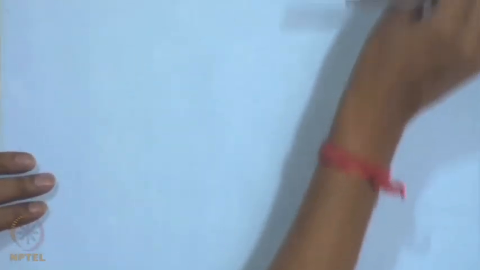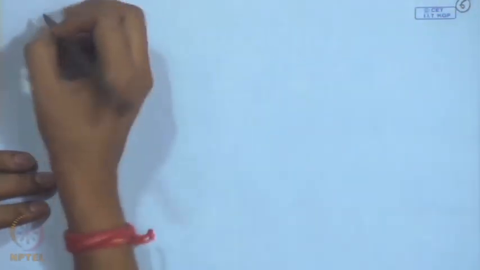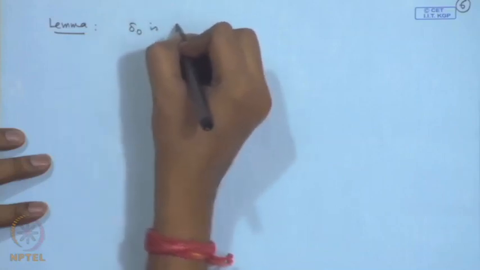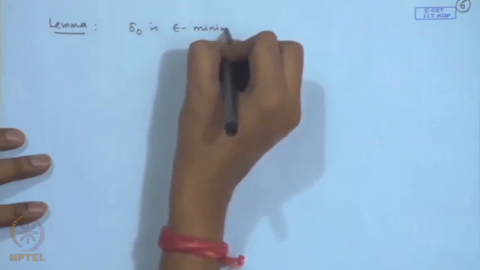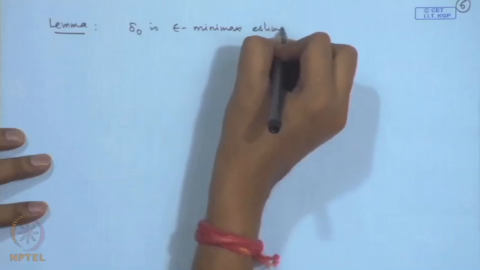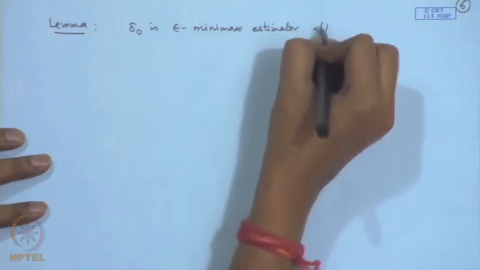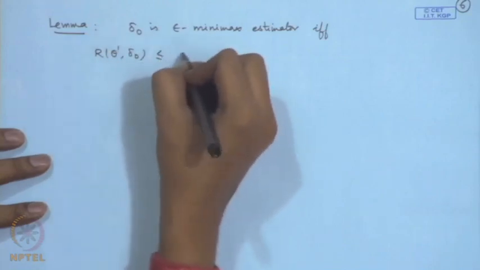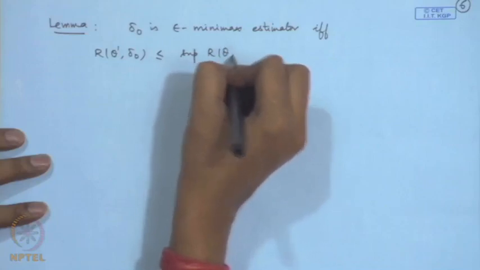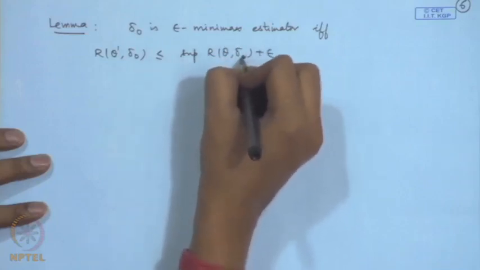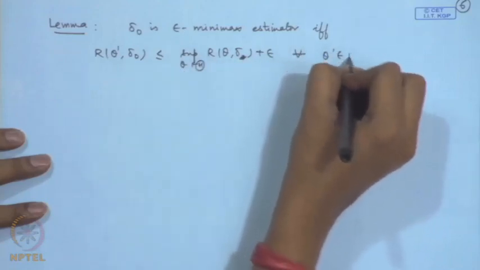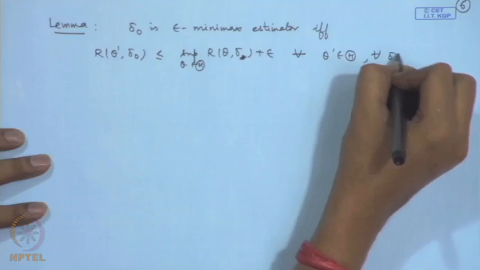In a similar way, one can consider that delta naught is an epsilon minimax estimator if and only if r(theta prime, delta naught) is less than or equal to the supremum of r(theta, delta) plus epsilon for all theta prime and for all delta.